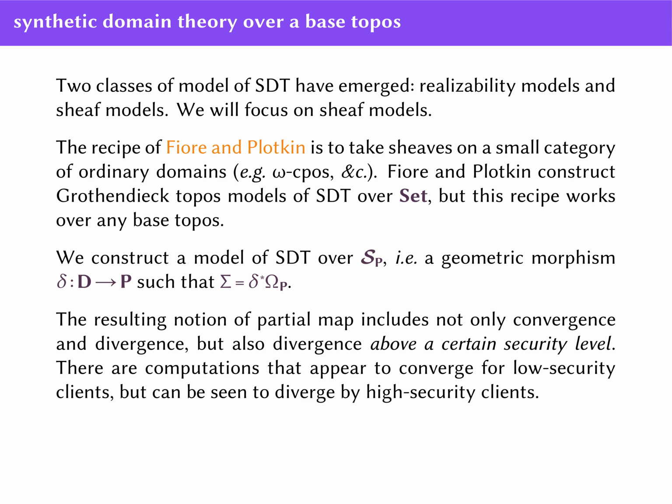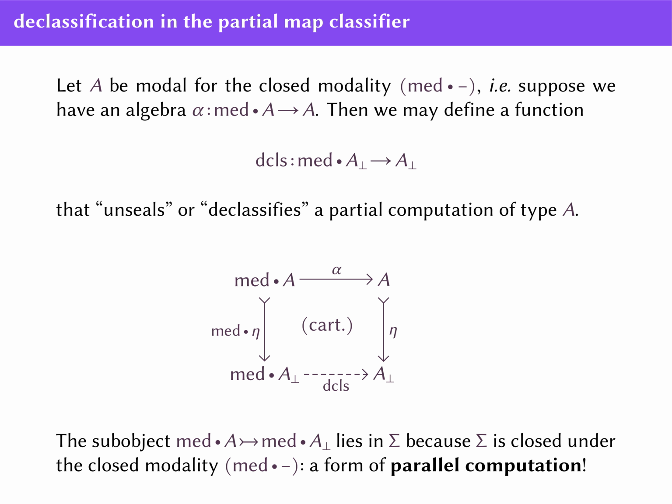Put more humbly, we obtain a model of synthetic domain theory in which the termination supports for partial functions can depend on security levels. In particular, the resulting notion of partial map includes not only convergence and divergence, but also divergence above a certain security level. There are computations that appear to converge for low security clients, but which can be seen to diverge for high security clients. The resulting security-sensitive synthetic domain theory exhibits a form of declassification.